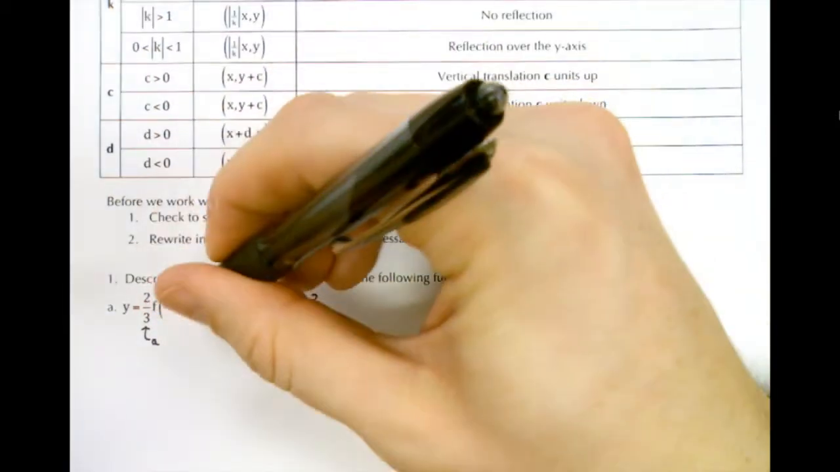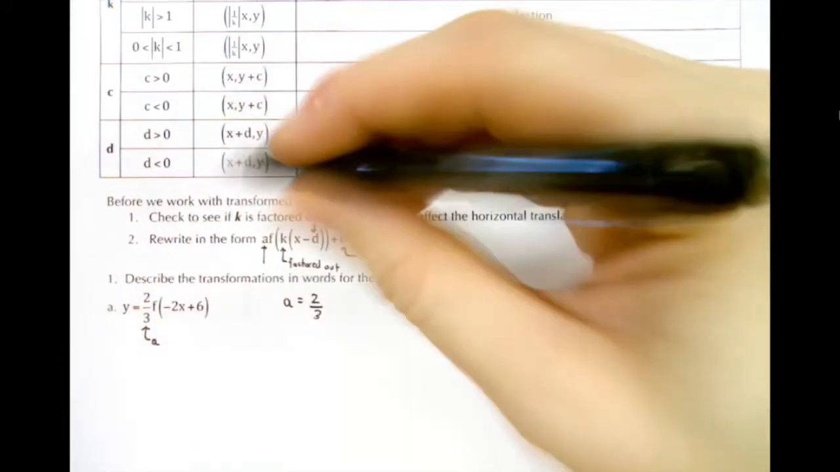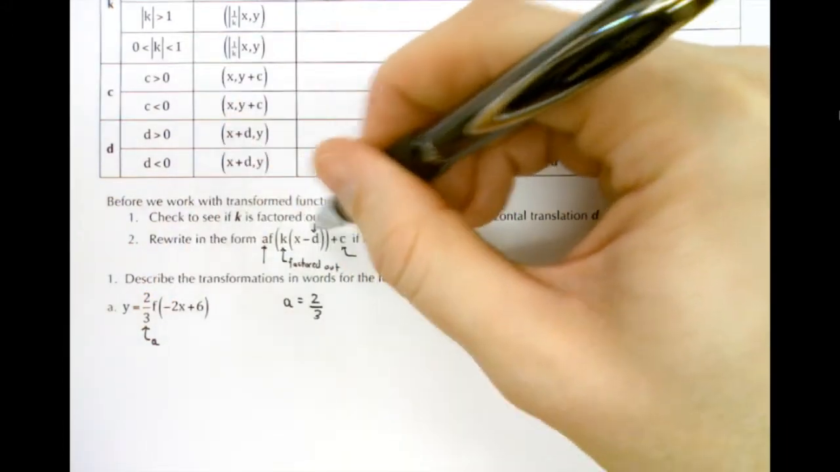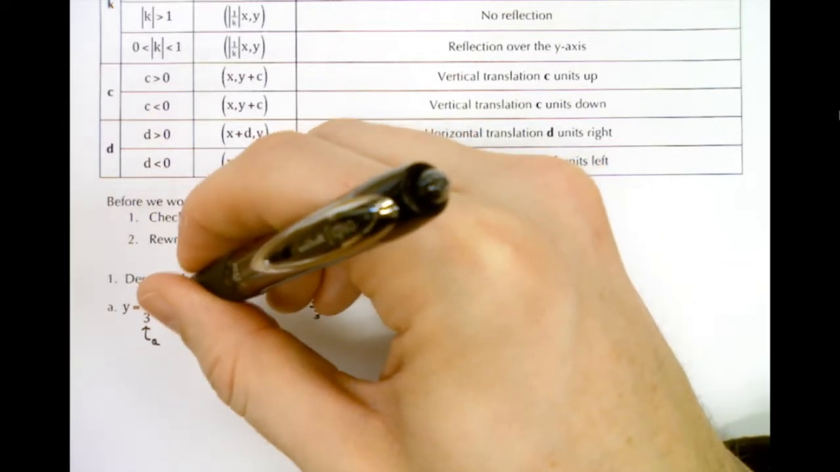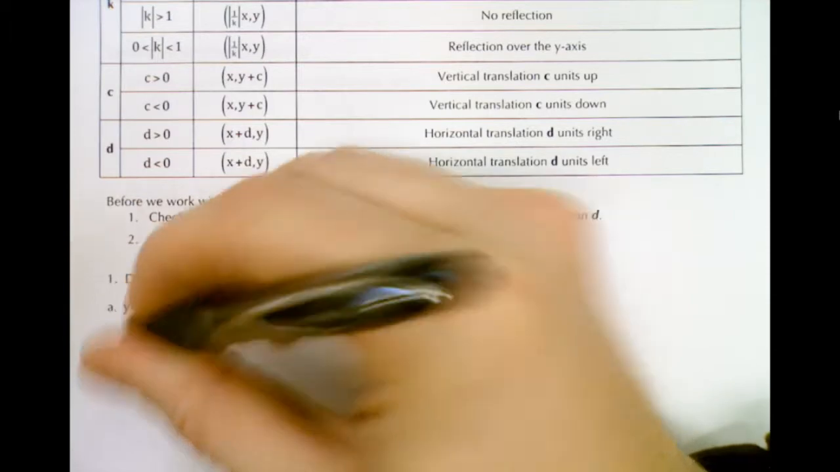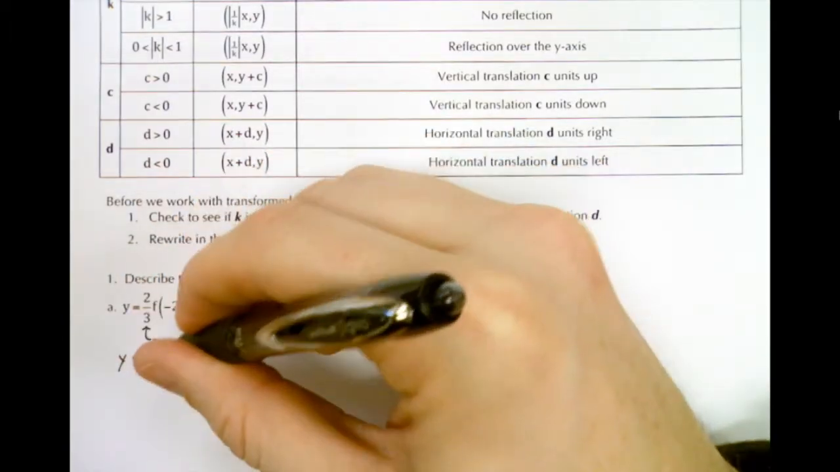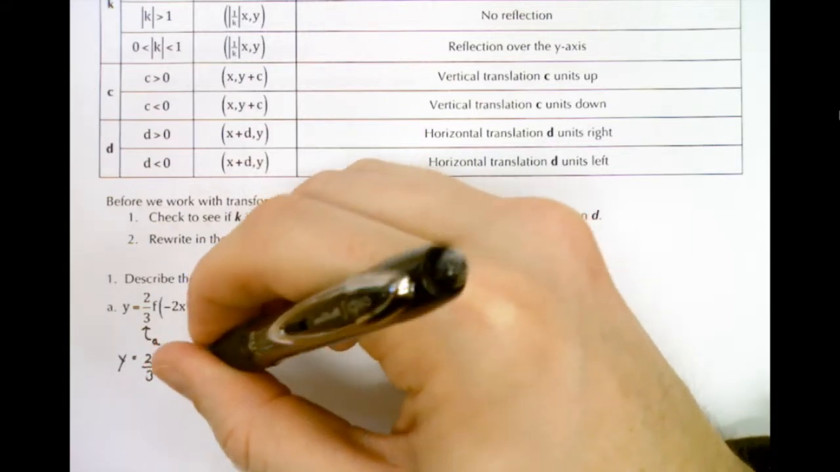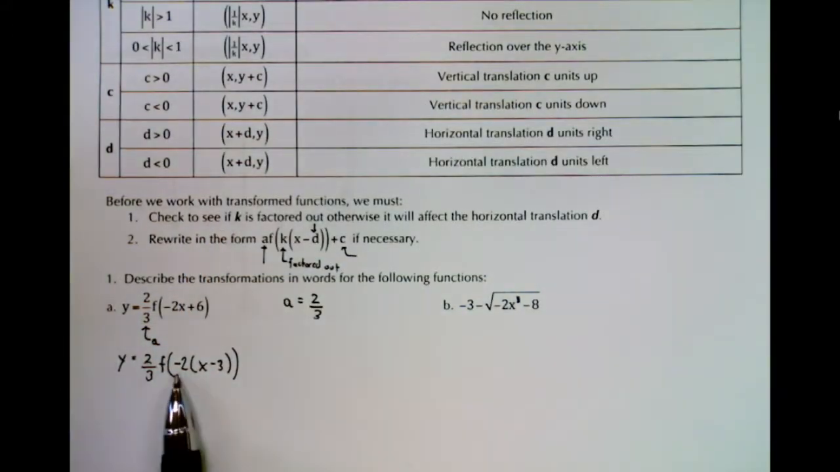Inside here, we have something added to x and then multiplied by x, but we don't have it in this form of factor here. So if that happens, if you don't have a multiplier with a bracket around the x, you have to common factor. So I'm going to rewrite this, 2/3f. We're going to common factor the negative 2, and that would leave us with x minus 3. Because if you distribute the negative 2 back in, you get negative 2x, and negative 2 times negative 3 is positive 6. So we just common factored.